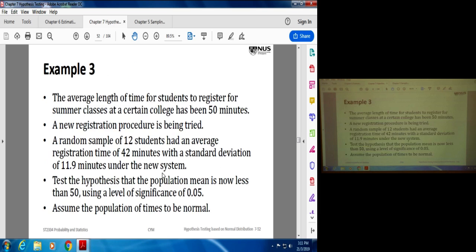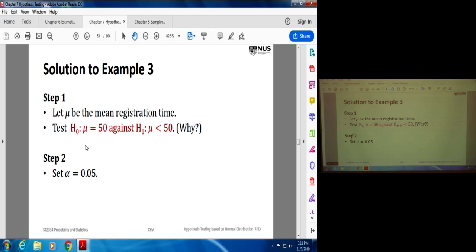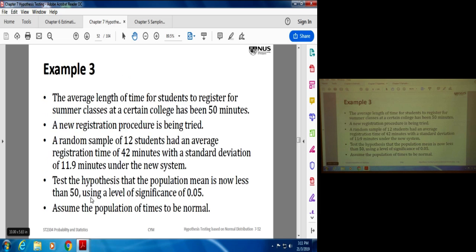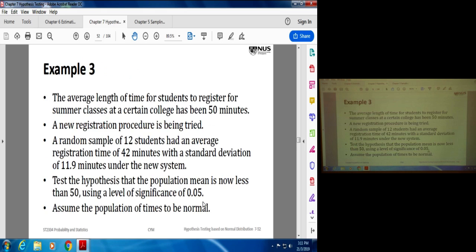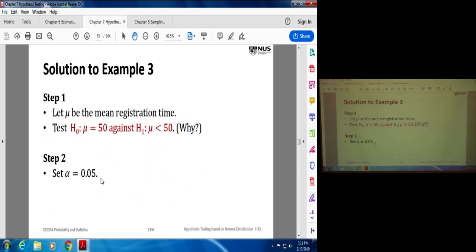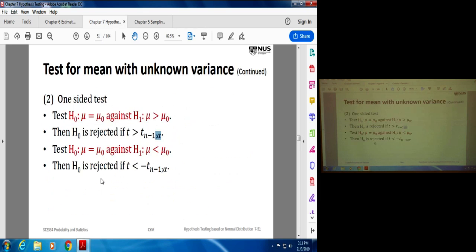So remember what we want to do: test the hypothesis that the population mean is now less than 50. Our null hypothesis is equal to 50 because we really want to reject that, and our alternative is less than 50. The answer to the question why is in the question itself, basically this sentence here. The significance level is 0.05. So it's a one-sided test. So the context that we're in is this one.